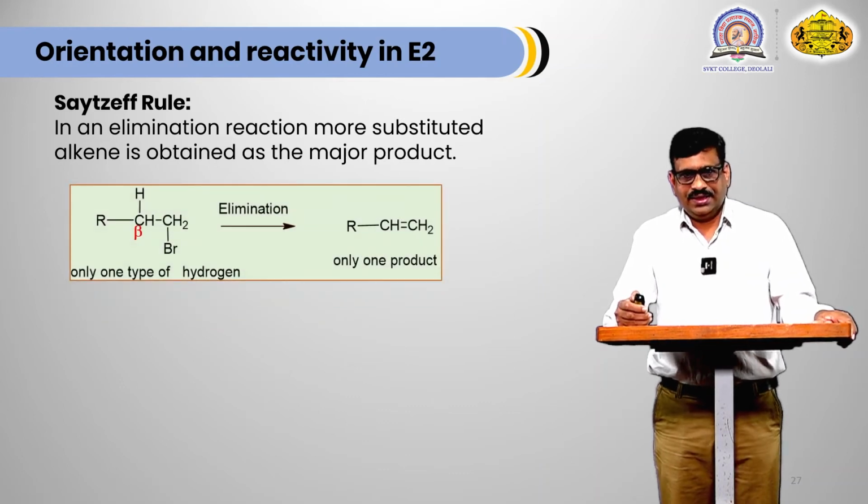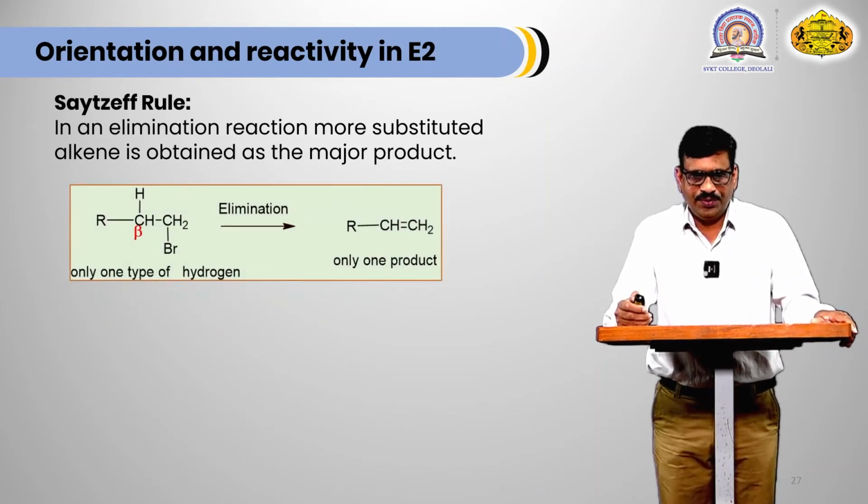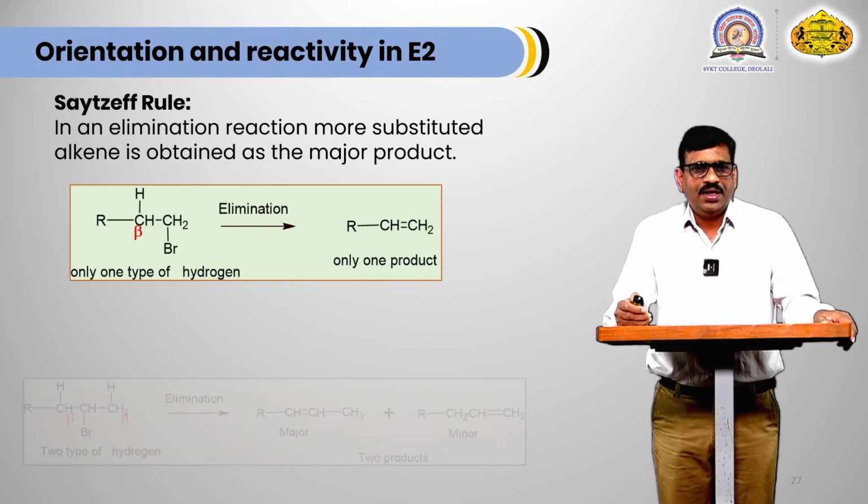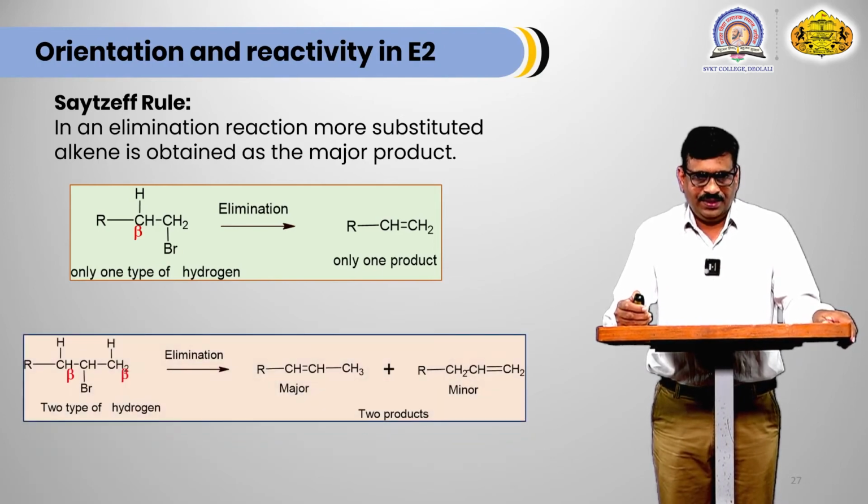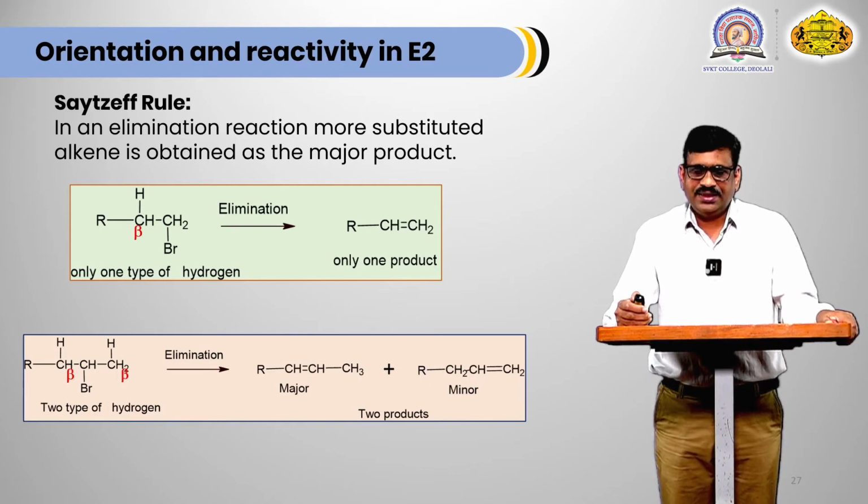Now let's consider this example. In this case there is only one type of beta hydrogen atom. That's why only one product is possible in this reaction. But in the second example there are two types of beta hydrogen atoms. That's why two types of products are possible. One product is the major product and another product is the minor product. In this case, the first product is the major product because it is more substituted. It is a di-substituted product, and the second product is a mono-substituted product. That's why it is less substituted. According to the Saytzeff rule, the more substituted product is the major product.